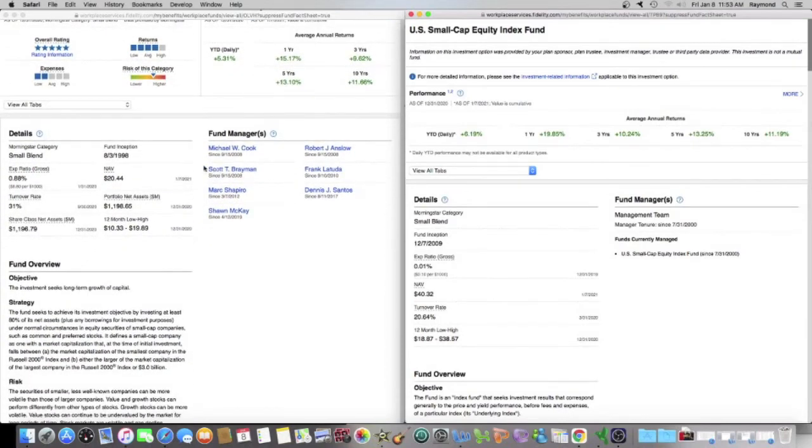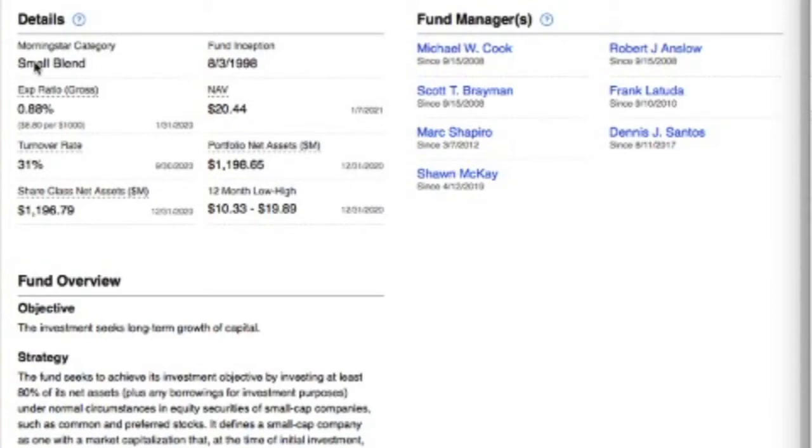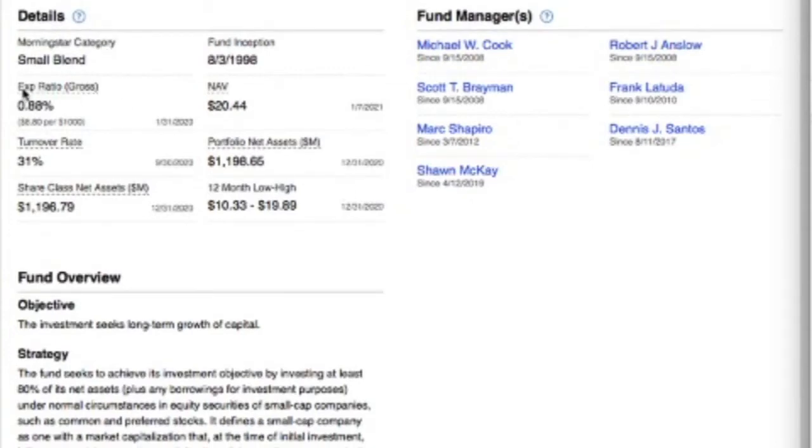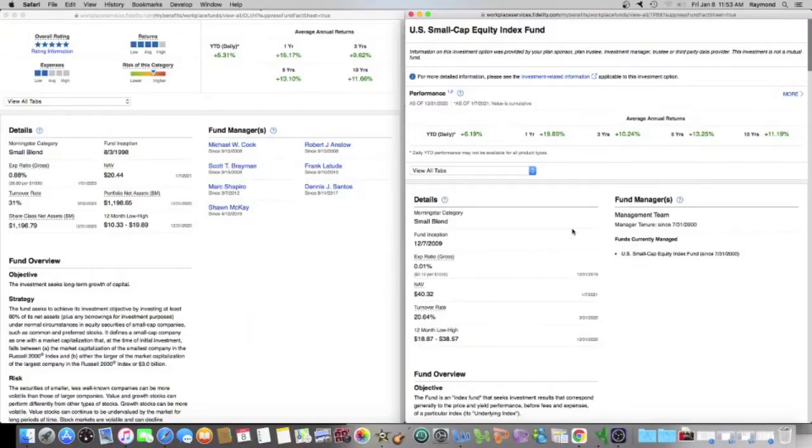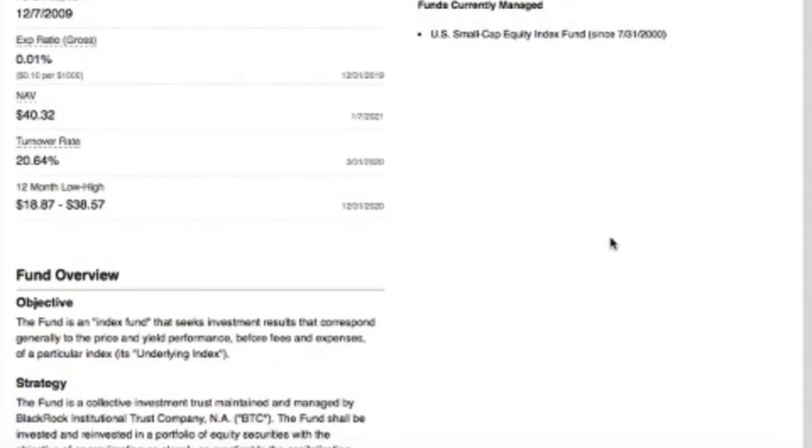Next thing I look at will be under details. I want to know, what does this fund do, or what does it invest in? And it says small blend. So this means that it invests in many small companies, and small is pretty much defined as under $1 billion in revenue. I like to look at the expense ratio gross. This is a fee, and this one is at 0.88%. That's super high. So this is saying for every $1,000 you invest in this fund, they're going to charge you $8.80. Comparing that to this fund, they're going to charge you 10 cents for every $1,000.